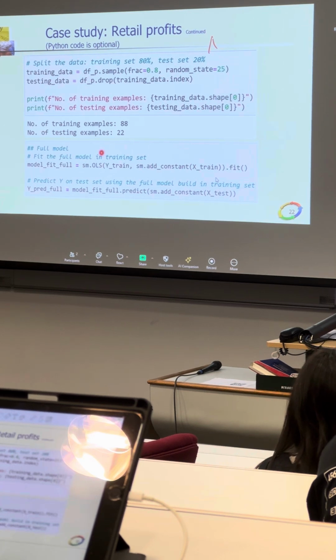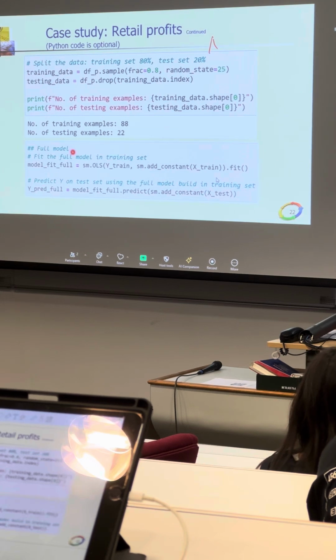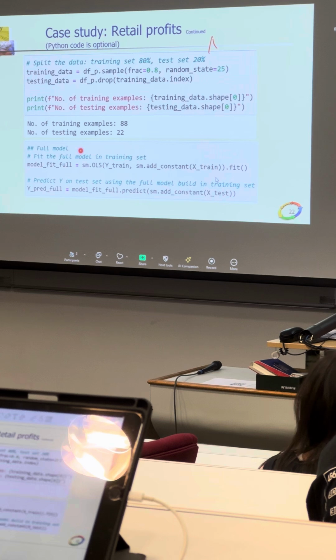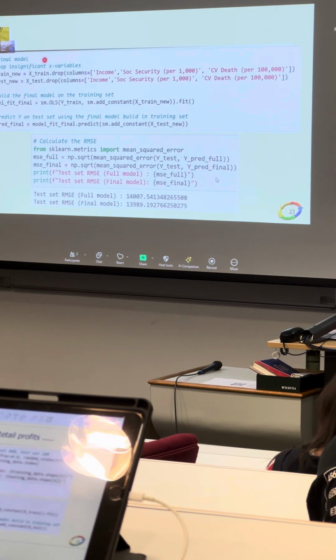After that, we will fit 2 different models. We have the full model that contains all 6 predictors. That is the same one that we learned at the beginning of the course. And then we have the final model that only contains 3 predictors. So the thing here is we need to calculate the root mean square error on the test set. So we need to import the mean square error function from the scikit-learn library's sublibrary metrics. Scikit-learn is called sklearn in Python.